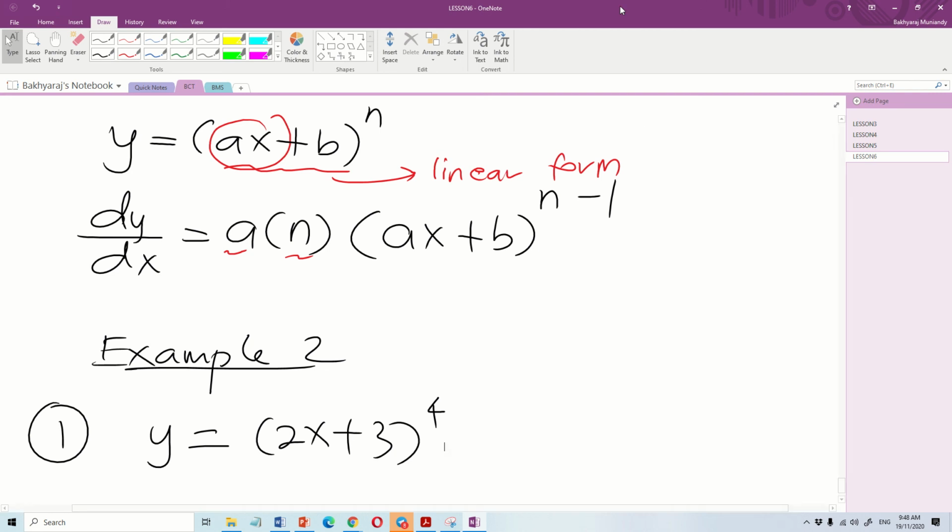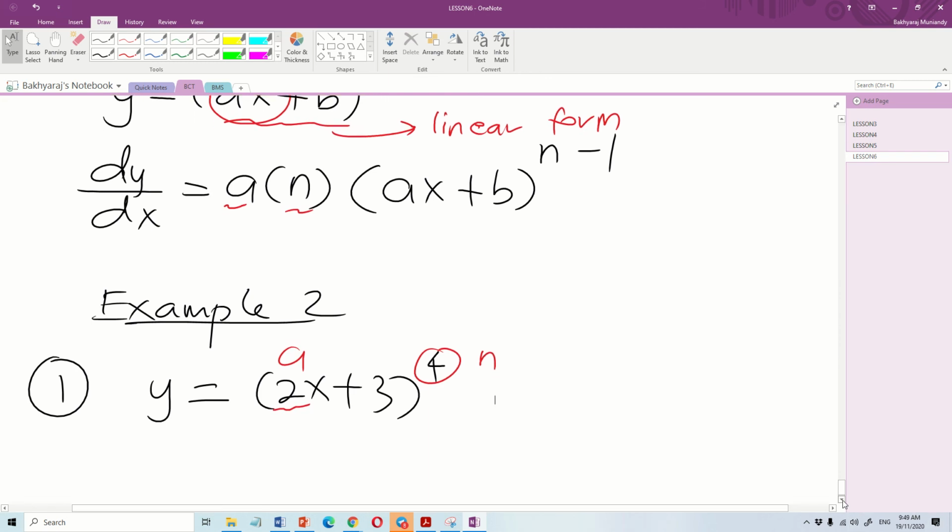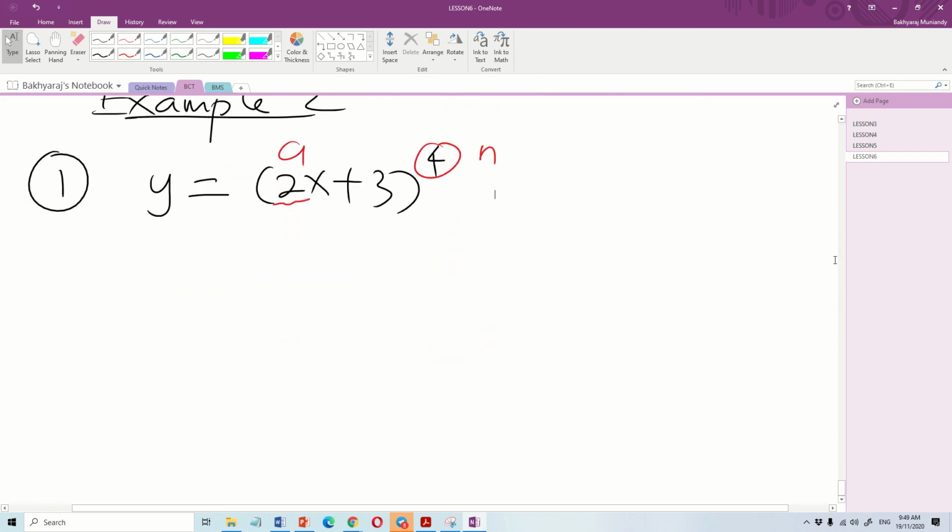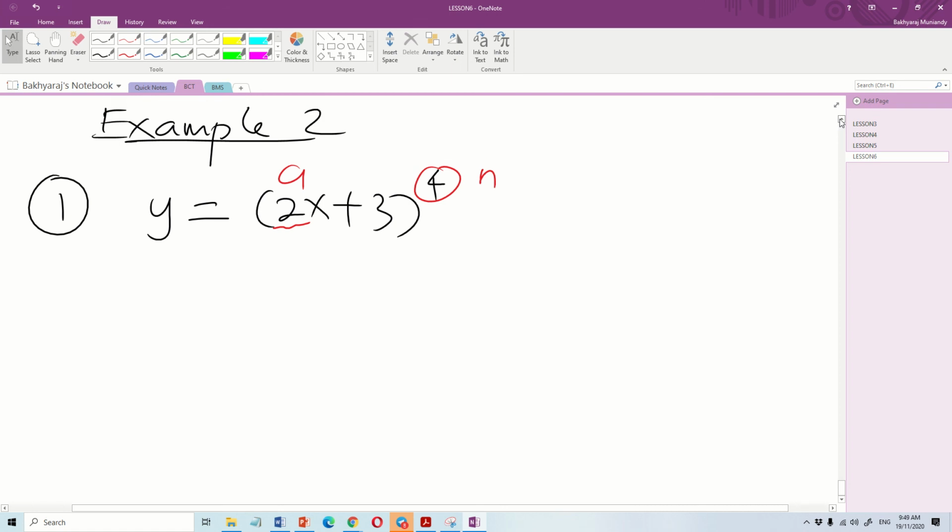Okay, macam mana kita nak selesai? First, look at a. What is your a? a is 2. And what is your n? n is actually sama dengan 4. So a times n ialah 4. Okay, then you can use the formula. Terus boleh guna formula dia. Okay, what is the formula? Formula is dy dx sama dengan a n times ax plus b power of n minus 1.